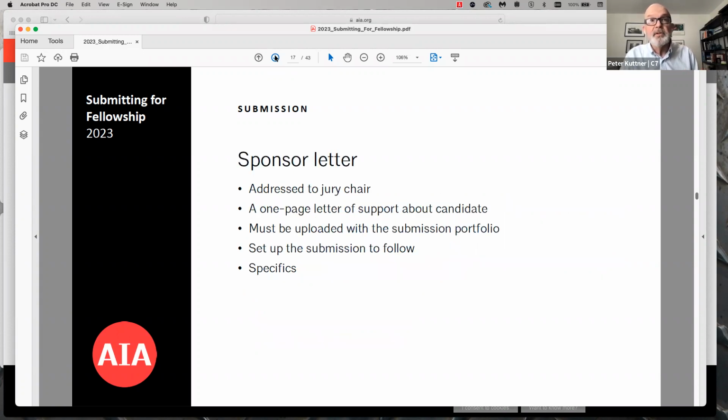So it's 1 page. It's addressed to the jury chair, and you do get to see the sponsor letter. The reference letters are confidential, but the sponsor letter you read, they upload it as part of your own submission, and they kind of get things going for the rest of the submission. They're very specific. I usually recommend you can talk about something as specific as what's in this submission and why it's there, just so that early on in this proposal, you get what the person is trying to do.